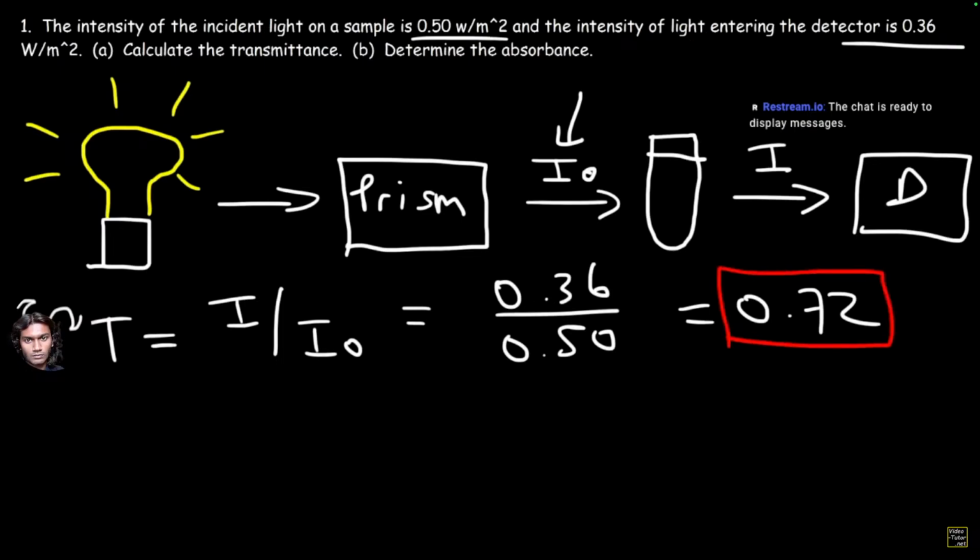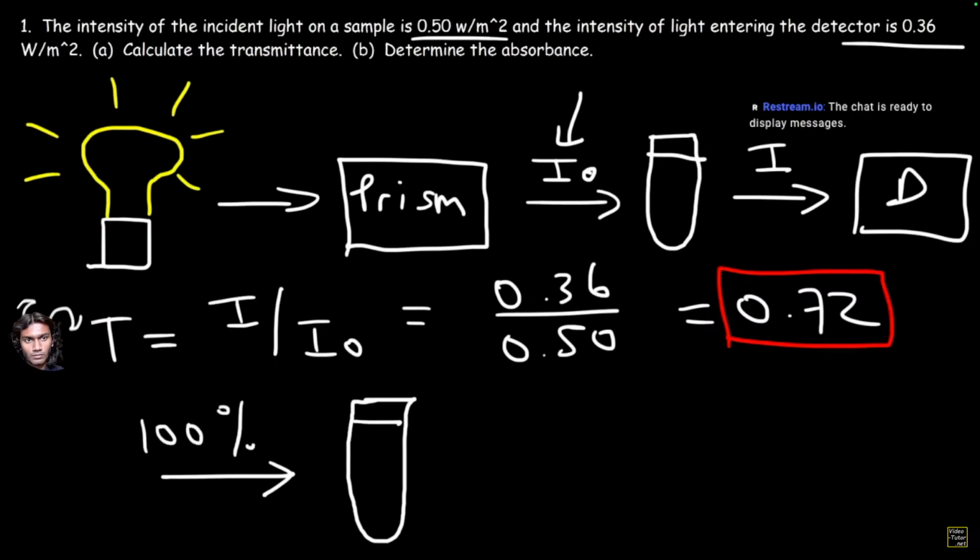Now, what does this number mean in practical terms? Let's draw the sample again. Let's say the incident intensity is 100%. Only 72% will pass through the solution and go through the detector. That's the transmittance, how much actually passes through the sample. So the other 28% was absorbed by the molecules in the sample.